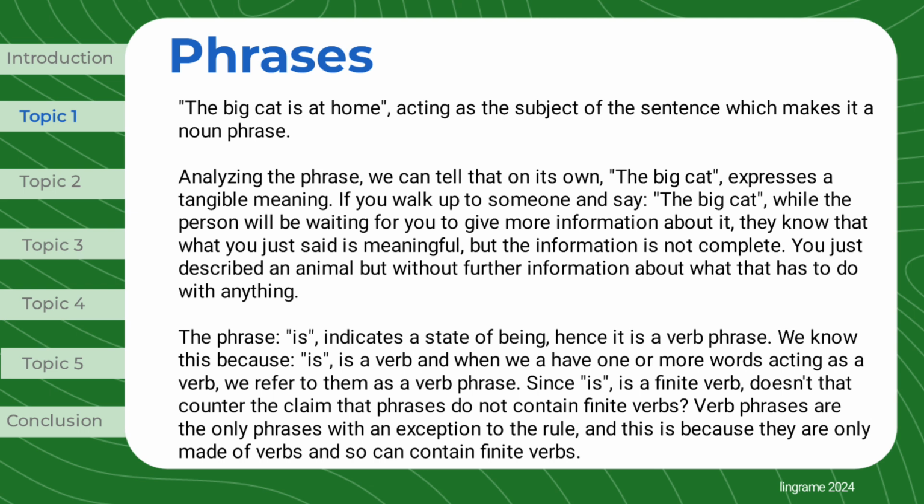The phrase, is, indicates a state of being, hence it is a verb phrase. We know this because, is, is a verb, and when we have one or more words acting as a verb, we refer to them as a verb phrase. Since, is, is a finite verb, doesn't that counter the claim that phrases do not contain finite verbs? Verb phrases are the only phrases with an exception to the rule, and this is because they are only made of verbs and so can contain finite verbs.